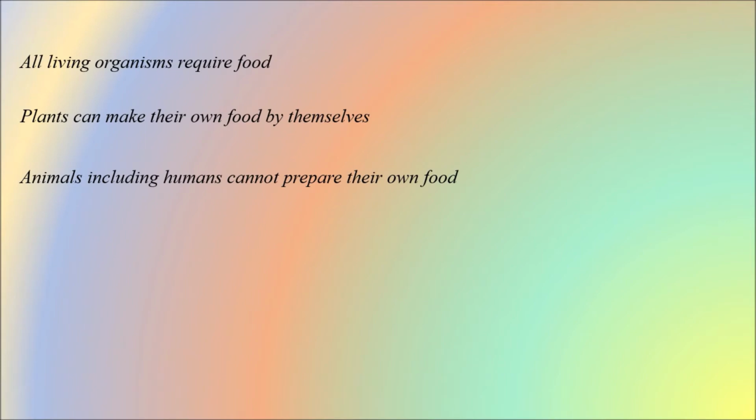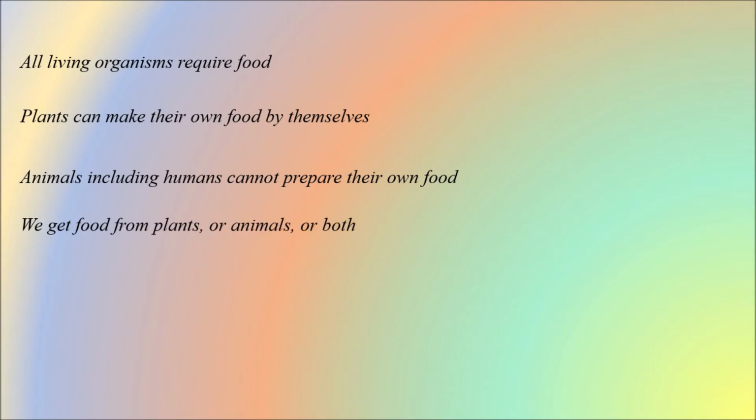And coming to the class, all living organisms require food. Even a unicellular organism, a multicellular organism, or whatever organism is present on earth, it requires food for its survival. Plants can make their own food by themselves. The only living organisms which can prepare their own food by themselves are plants. Animals, including humans, cannot prepare their own food. Even though we can cook, it is from other sources that we prepare the food. We depend on others like plants, fungi, and other animals so that we can have our food.